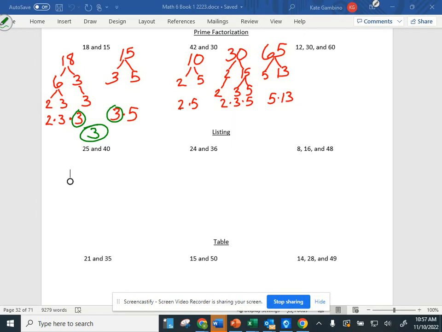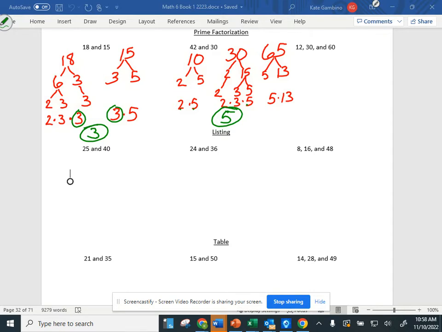Do they all share a 2? No, so I can't do the 2. Do they all share a 5? Yes. Do they all share any other number? No, there's no more numbers here. So that is our greatest common factor.